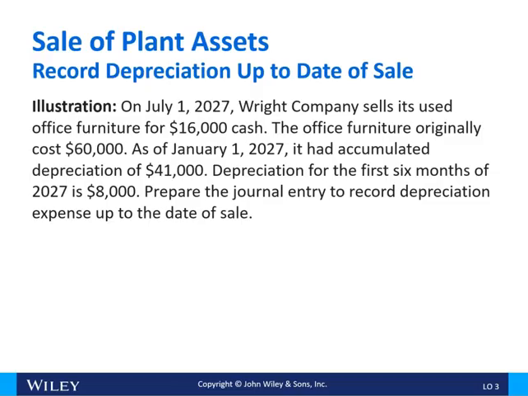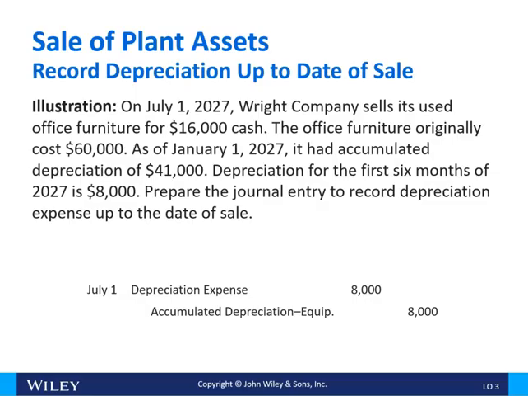In this example, they did the hard work for us. They gave us what that depreciation was. You may see a problem in your homework where you have to calculate what the annual depreciation was and then take half of it because it's at the end of June. So just be aware of that. But in this case, $8,000 is the depreciation for the first 6 months. We're going to debit depreciation expense, credit accumulated depreciation.